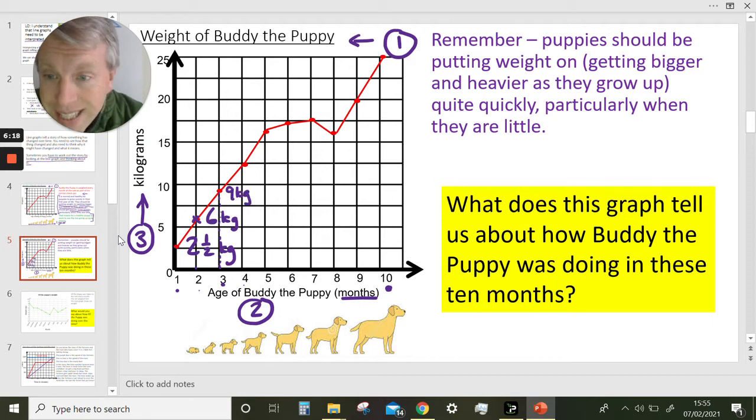Then we can see that line going up quite steeply. That's really good. That's what we want. He's getting bigger and heavier quite quickly. Well, what happens here?